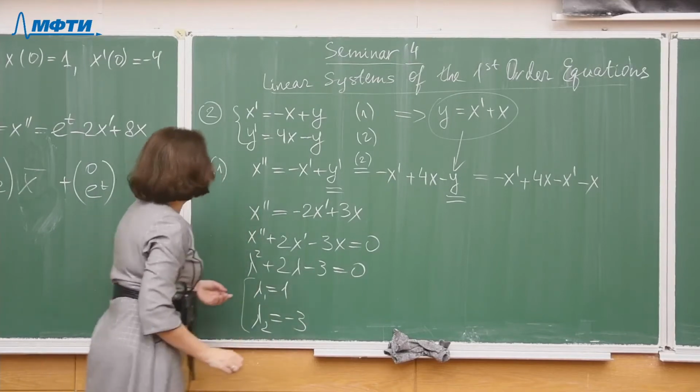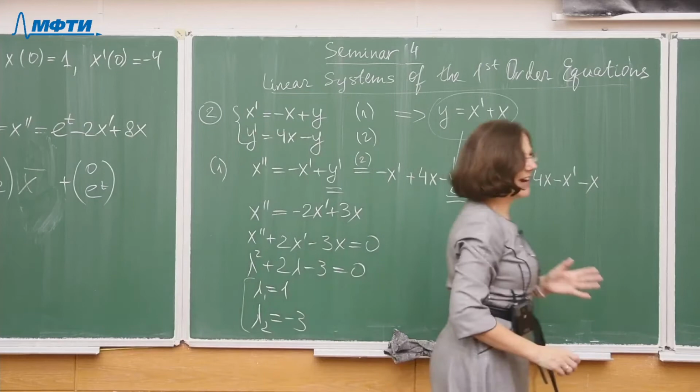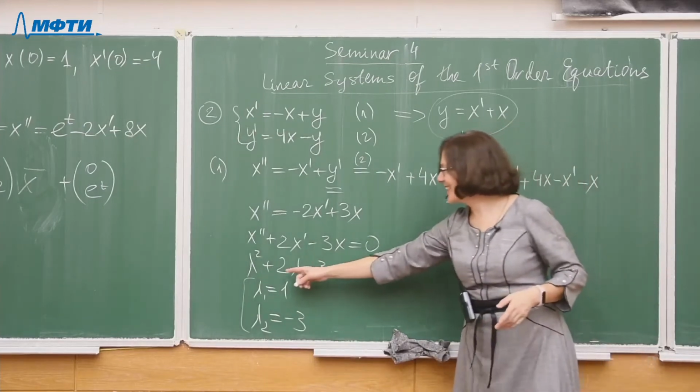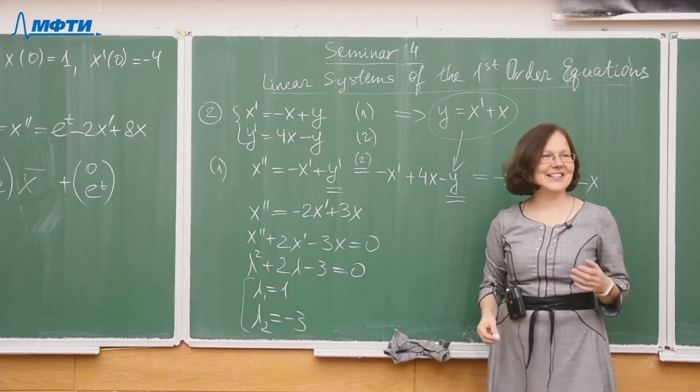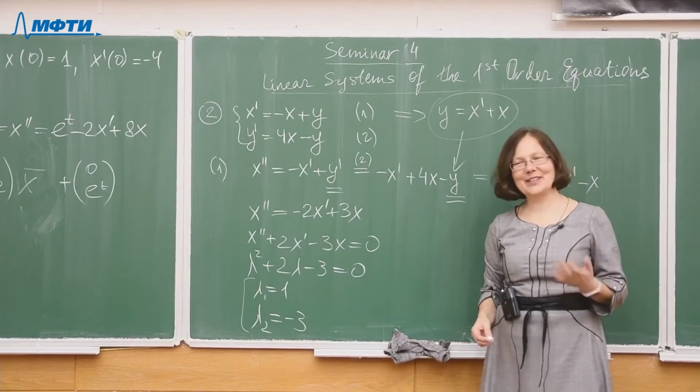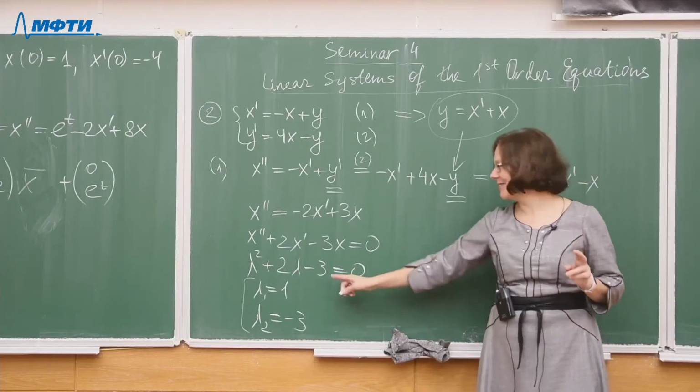It can be obtained from the Vieta theorem, so in my mind. So 1 satisfies this equation, and the second one can be obtained from the Vieta theorem. The product must be equal to negative 3.